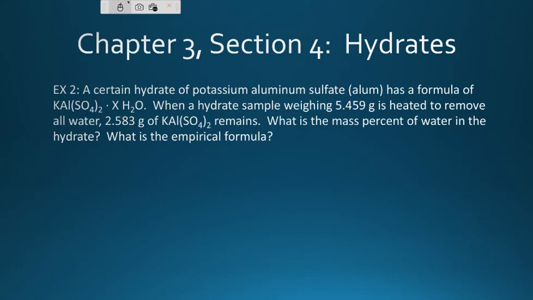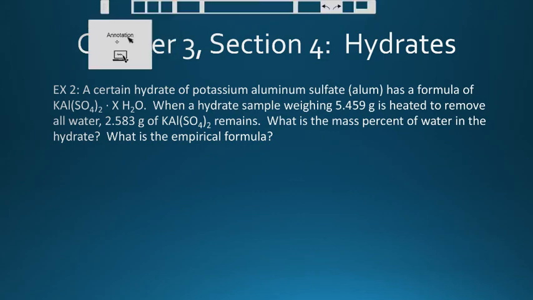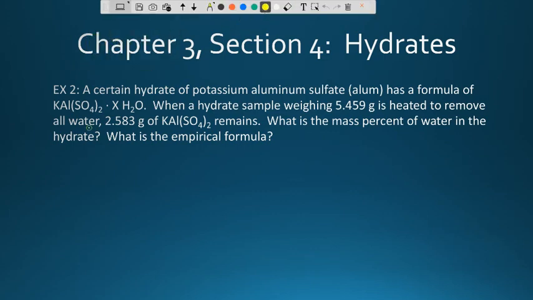And so then we see frequently questions like this. A certain hydrate of potassium aluminum sulfate, or alum, has a formula of KAl(SO4)2, but we want to know how much water is in there. So what we're going to be doing in lab is we're going to heat up a sample and drive off all the water and then figure out kind of in reverse how much water was there. So let's take a look at how this process works. And again, we're going to be actually physically doing this in lab, so it's important to get this skill to figure out the mass percent of water and then figure out the empirical formula for the entire compound with the waters attached.